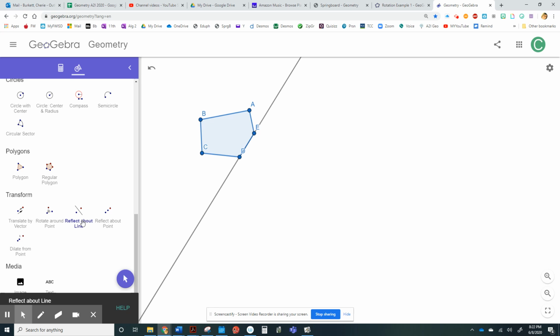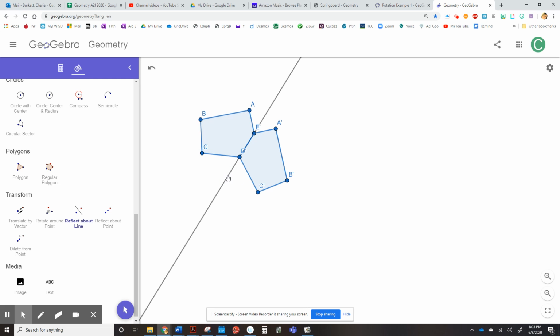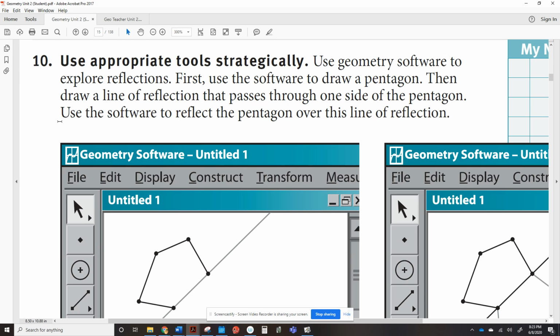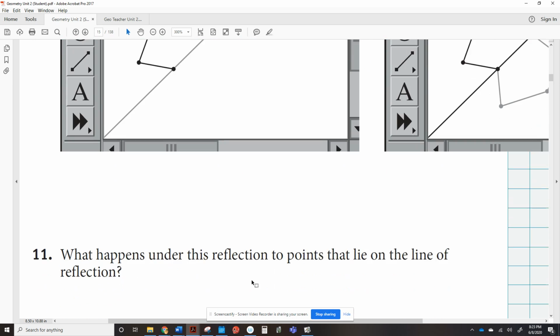So we click that, nothing happens. Well, that's because it wants to make sure that it knows what it is you want to reflect. So we're going to click on the pentagon, and then we're going to click on the line. And that tells GeoGebra that we want to reflect the pentagon about this line. All right. So we have done everything that I think that first problem asked us to do. Use the software to reflect the pentagon over the line. So we did. We got a pentagon and we reflected it over the line.